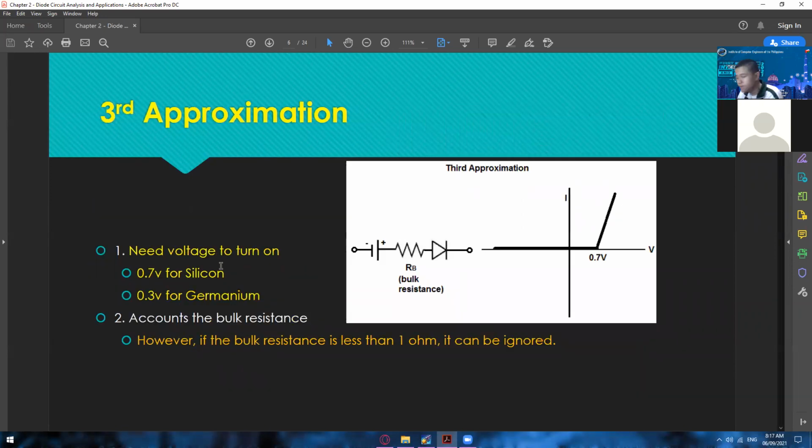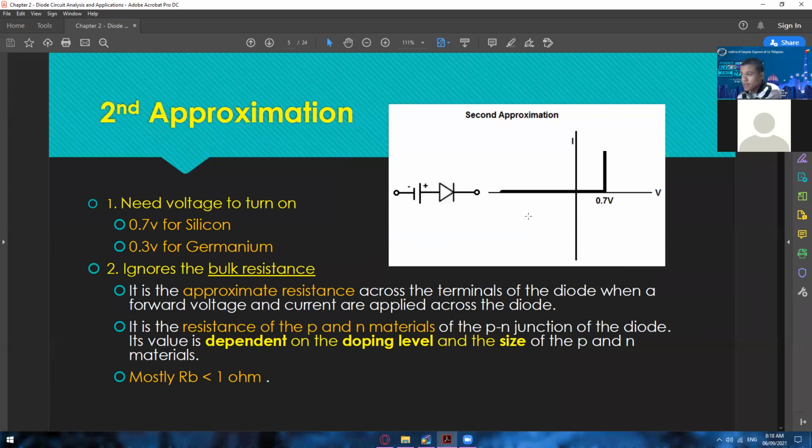And then the last one, to make it simple, you need to consider everything. So you need the voltage threshold, which is the same, and then you now need to account for the bulk resistance. However, it says here that if the bulk resistance is less than 1 ohm, it can be ignored. This is the major rule when it comes to bulk resistance in a diode. If it's less than 1 ohm, you can simply ignore that one, but if it's 1 ohm and above, then you have to include that in the entirety of your circuit.